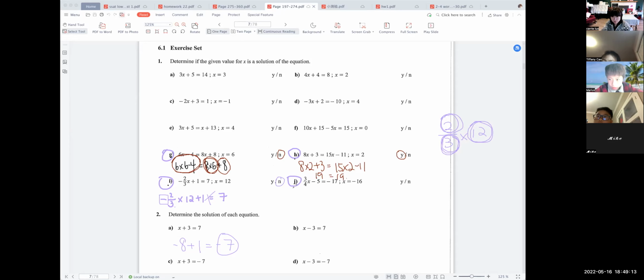Okay, so number J. 3 over 4 times negative 16 minus 5 equals negative 17. So this question is like that. So remember, the teacher said, pretend the negative is not here. So 3 times 16 divided by 4, I know it is 12. So 12, remember to put the negative sign here, and minus 5. So negative 12 minus 5 equals negative 17. The answer is yes. Congratulations, Tiffany. You get all right.